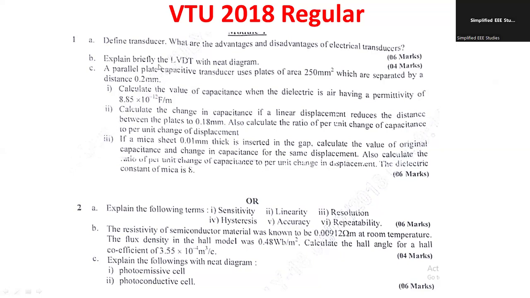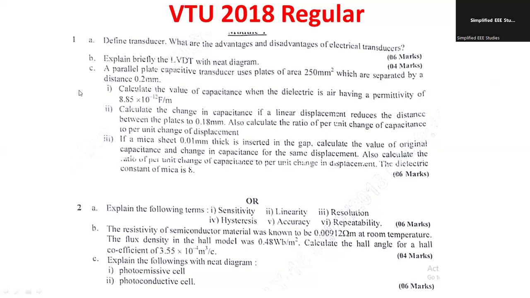Now you have to explain the linear variable differential transformer. Question number 1B: what is LVDT? You have to explain three conditions: whenever the core is at the middle position, whenever the core is on the upper side, and whenever the core is on the downside, what happens to the EMF? You are supposed to explain that with the help of mathematical equations.